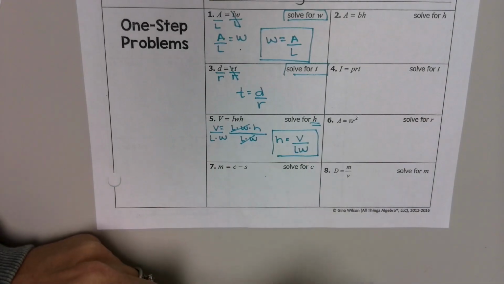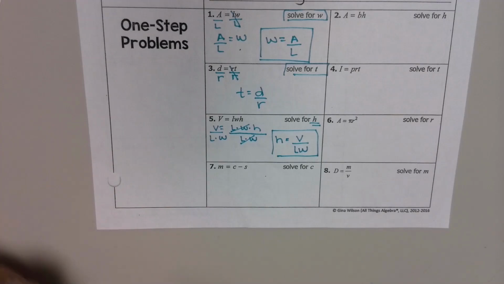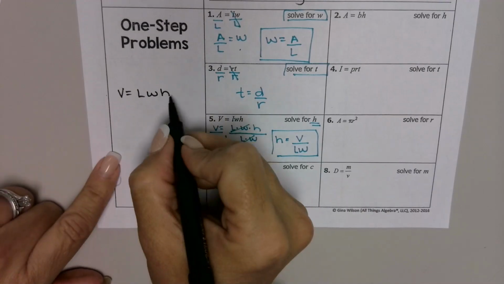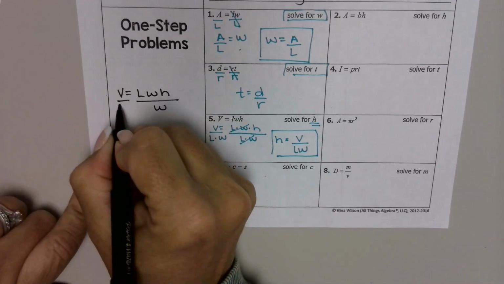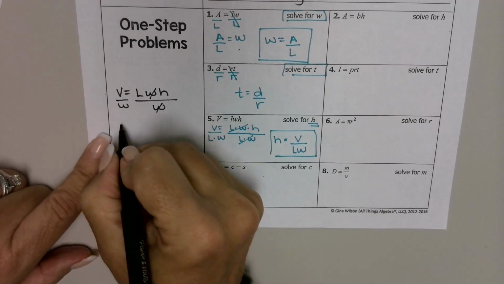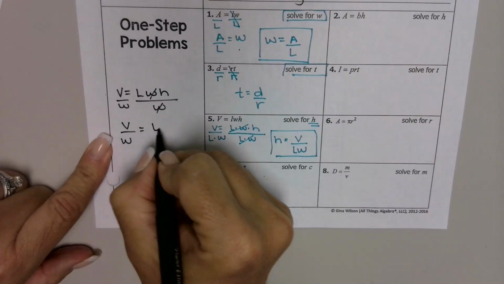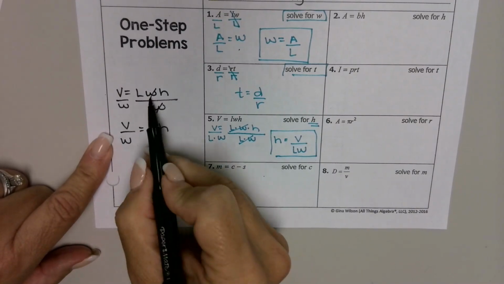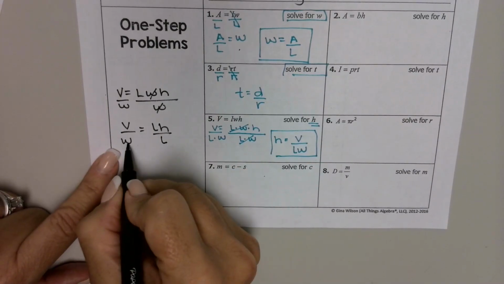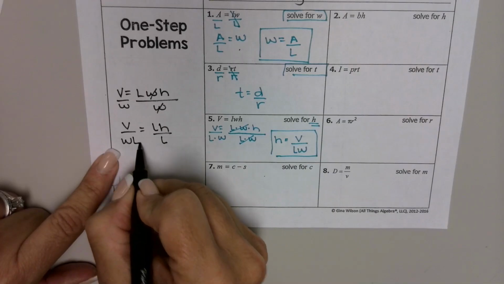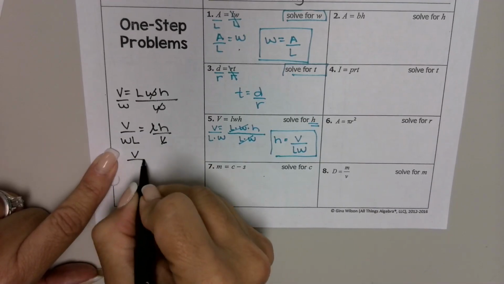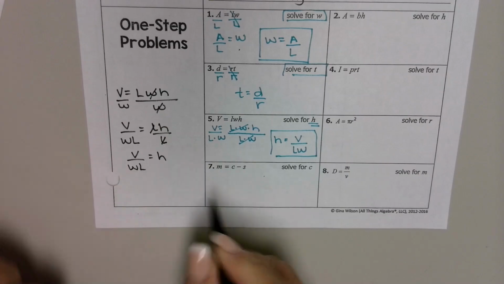So I'm going to show you something different on number 5. So volume equals length times width times height. And we're solving for h, right? So I can divide this by w. So I'm going to divide by just one variable. So my w's will cancel out. So I have v over w equals LH, right? Because when I divide by w, my w's go away. So now I'm going to divide this side by L, and this side I have to divide by L. So if I'm dividing, it's going to go in the denominator. So now my lengths cancel, and I have v over WL equals height.